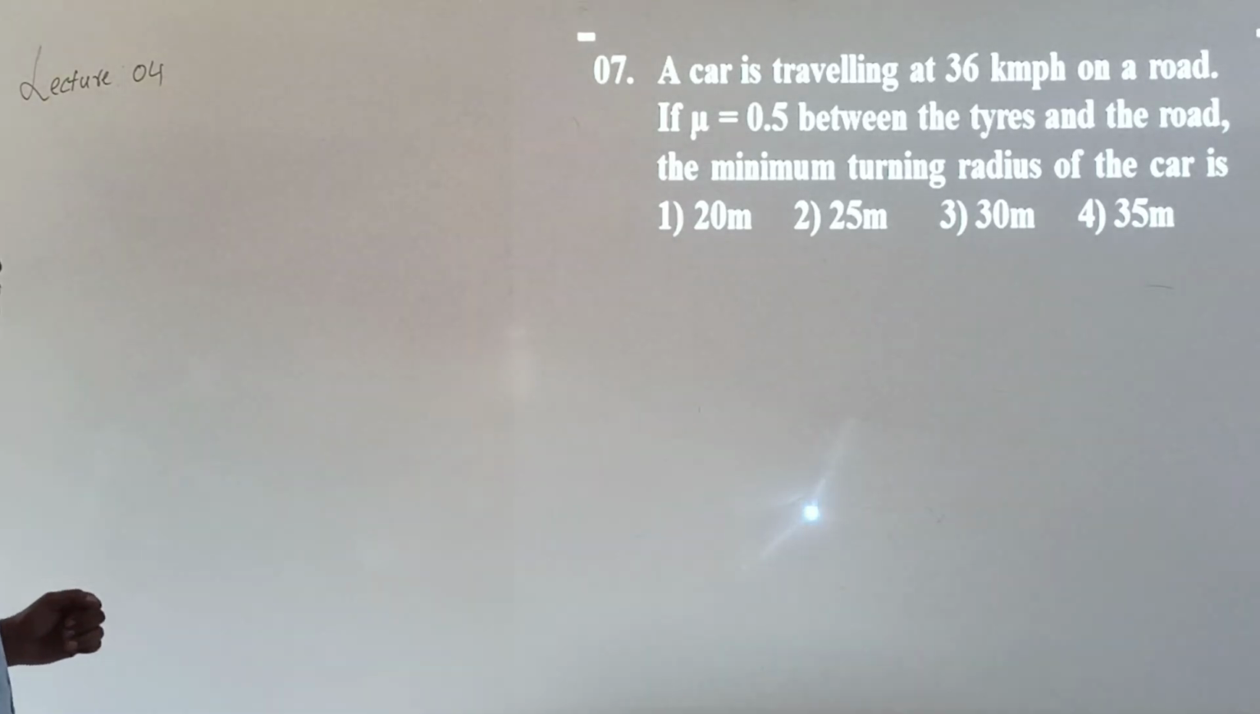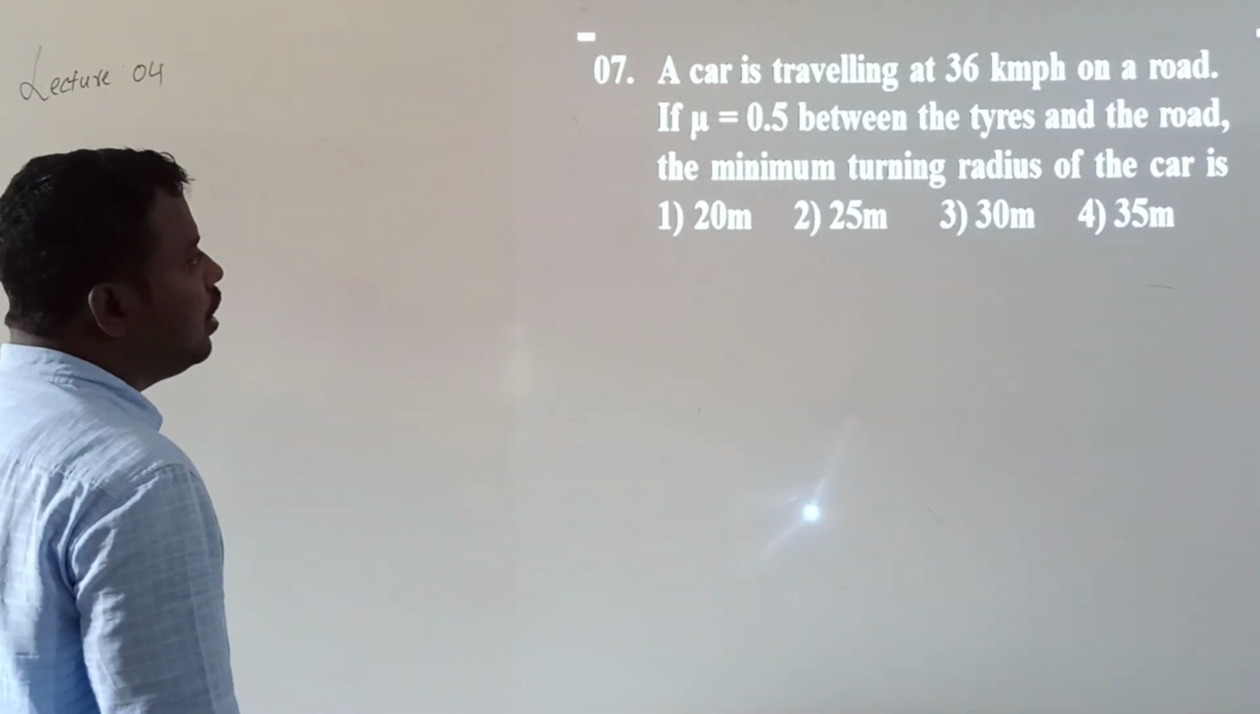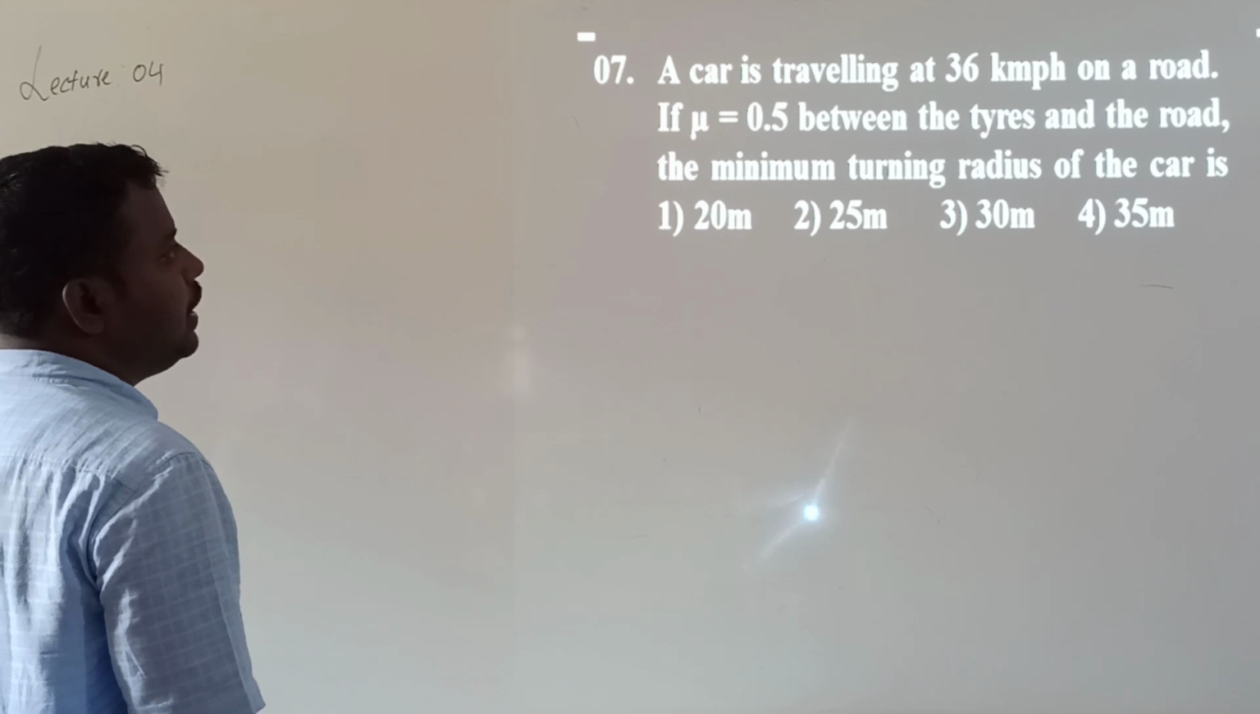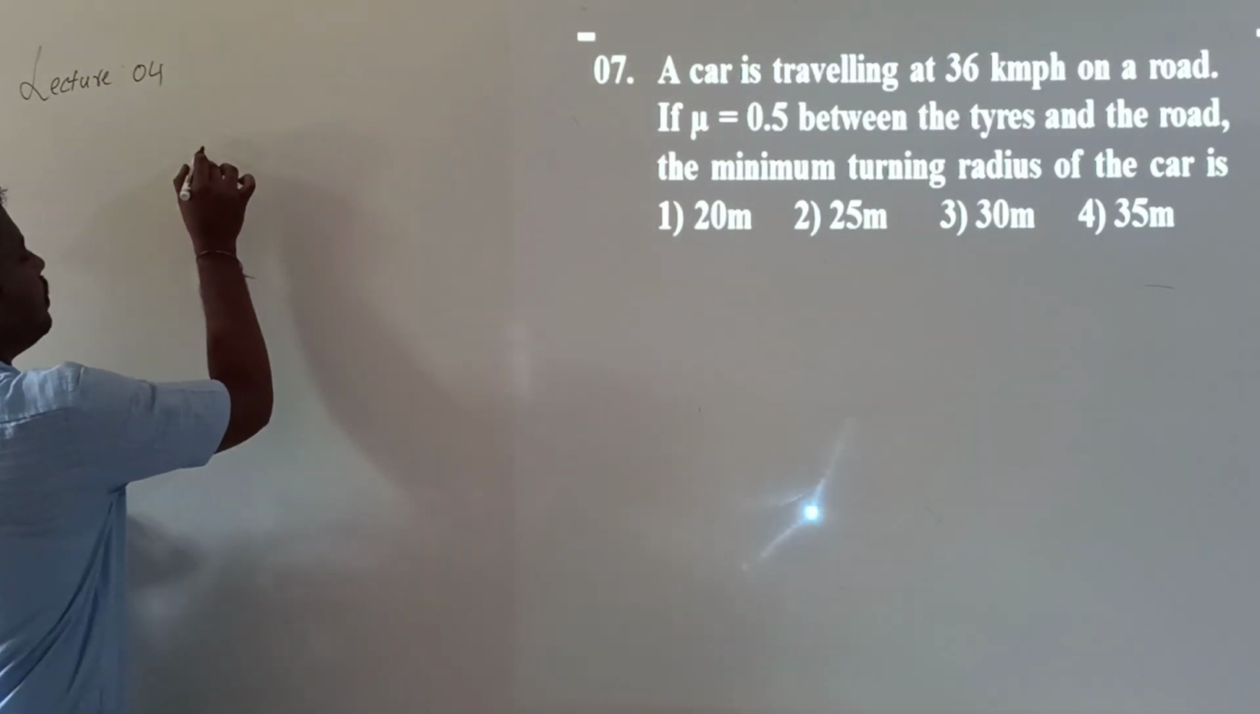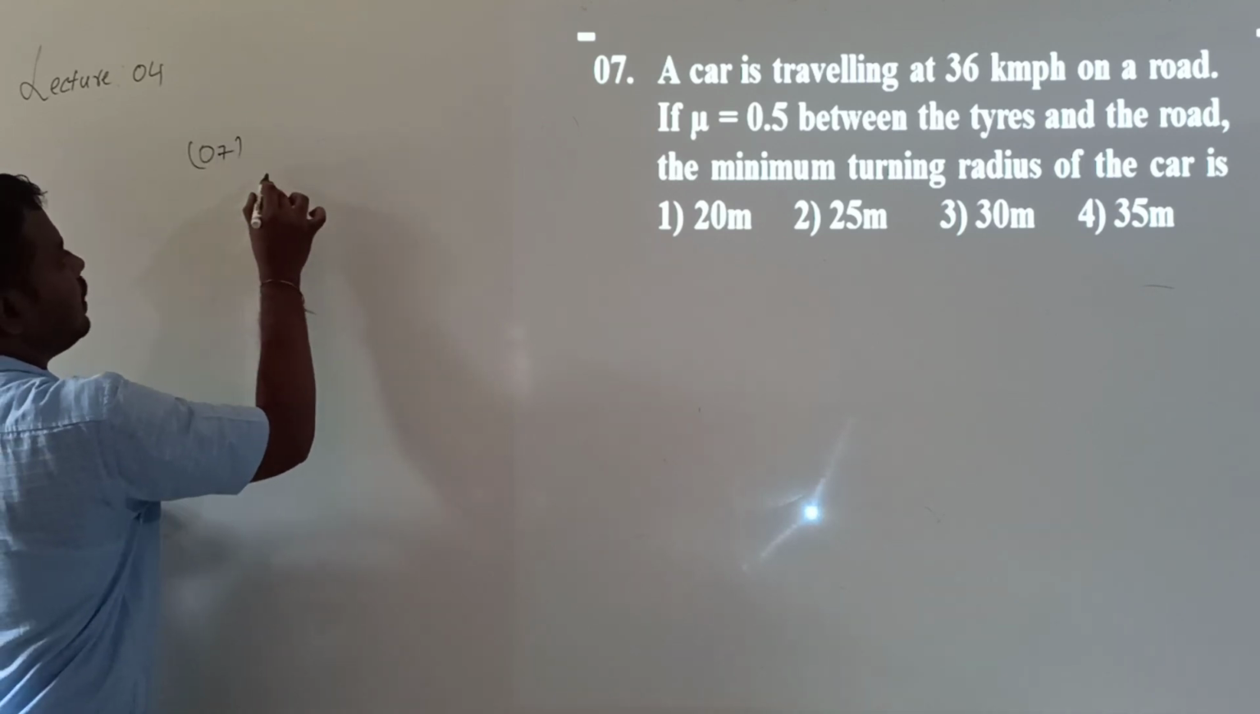So what is this question? A car is traveling at a speed of 36 km per hour on a road. The mu value is equal to 0.5 between the tires and the road. Find the minimum turning radius. So, question number 7. What is the speed with which the car is moving?